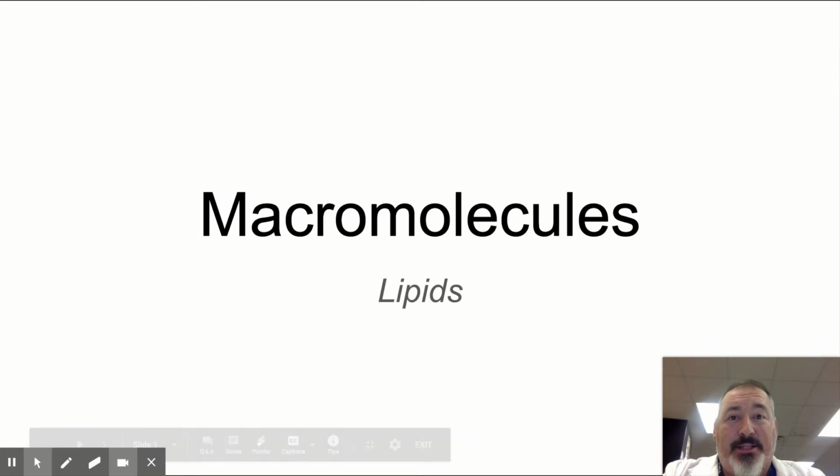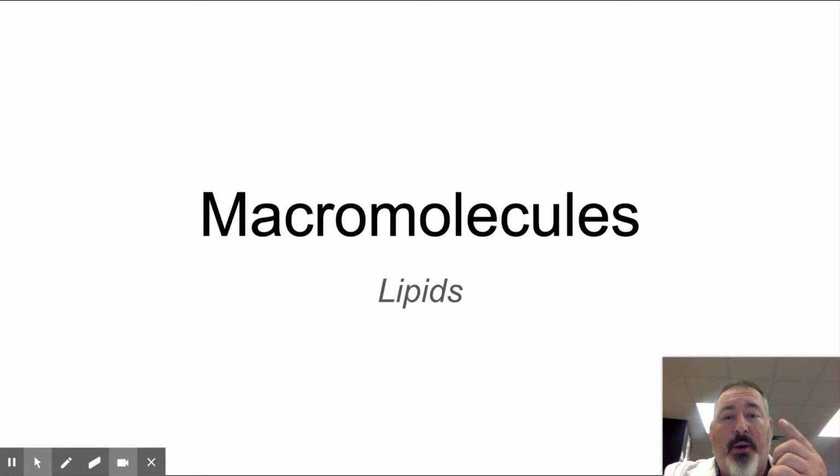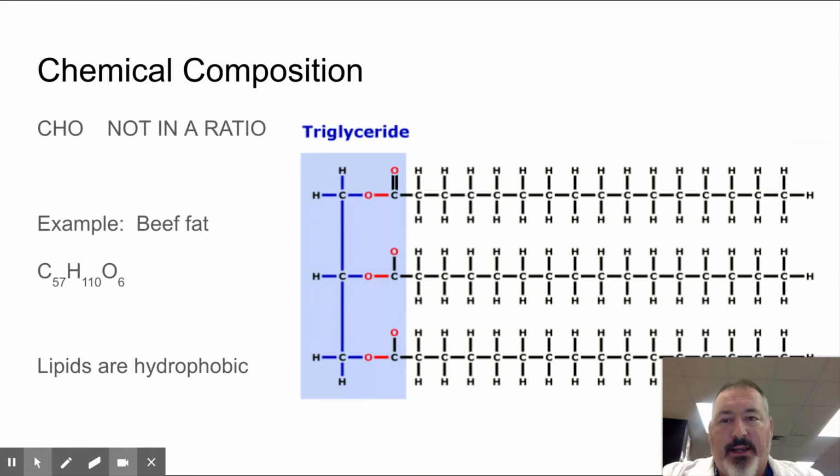So today we're going to be talking about macromolecules. Now there's four macromolecules. There's carbohydrates, lipids, proteins, and nucleic acids. Today we are focusing on the lipids. Now lipids are going to have similar characteristics as we've looked at with carbohydrates. So the main function that we're going to see here is that lipids are going to be this backup energy source. So let's go ahead and take a look at the chemical composition.